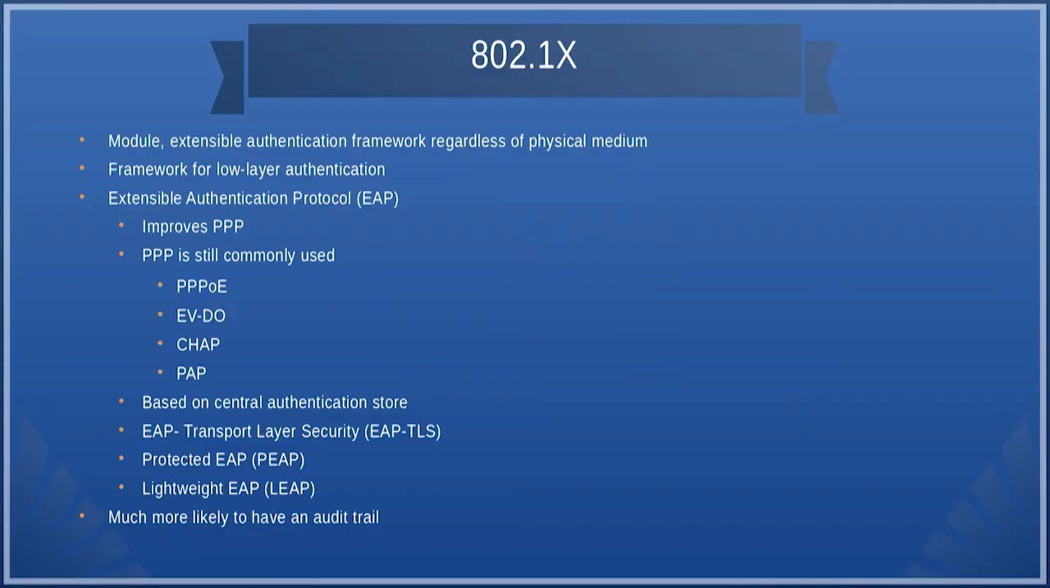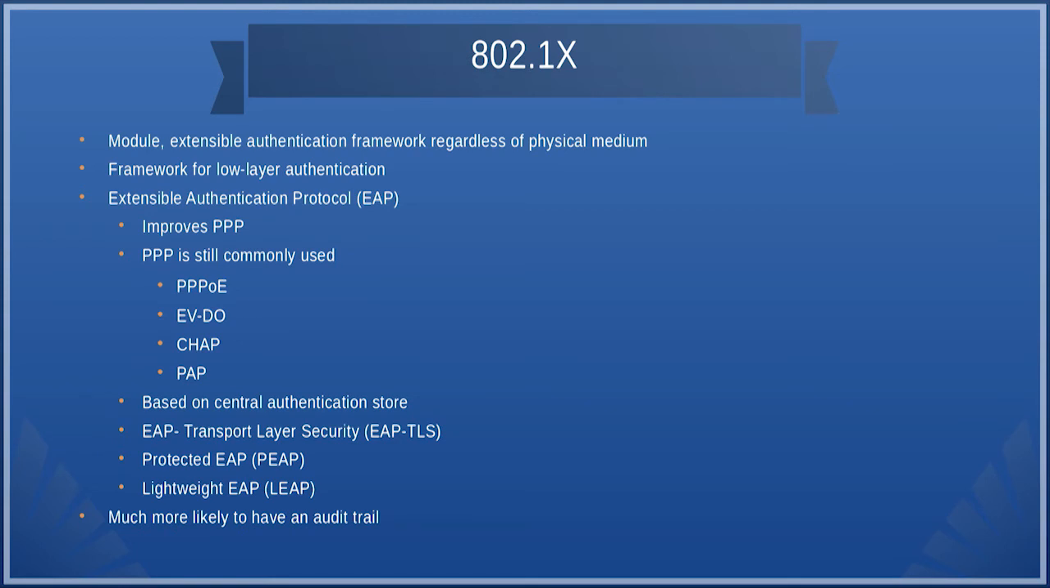So, PPP is still commonly used over many of the protocols. PPP is a framework, as I told you, and in this framework many protocols like Challenge Handshake Authentication Protocol, CHAP, Password Authentication Protocol, PAP, and EVDO and PPP over Ethernet and all those things can be done. So, PPP is a kind of protocol that sits on top of the basic medium and essentially can be used for authentication.